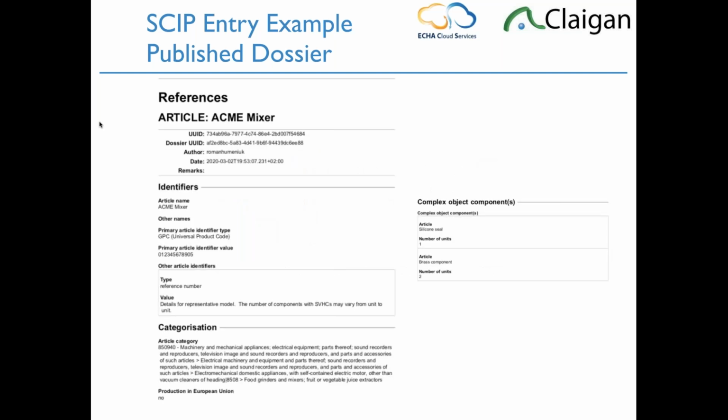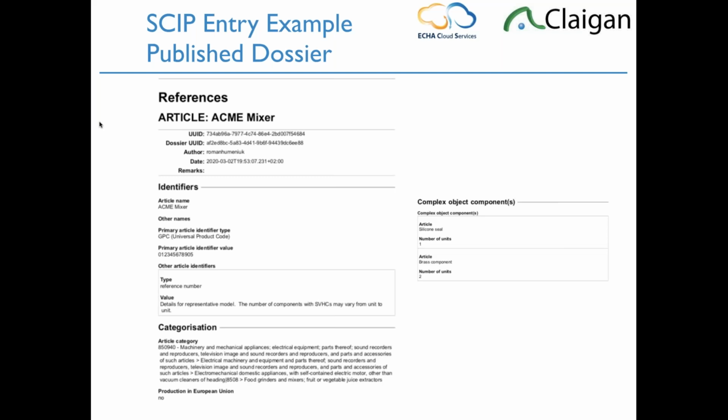And so this is what the dossier looks like. What we just built for the Acme mixer, here it is. And the UUID is who put it in. So this would be Roman. He does great work here. And you can see the UUID for Roman is something else, 734AB96. It just rolls off the tongue. So that's his ID, I believe.